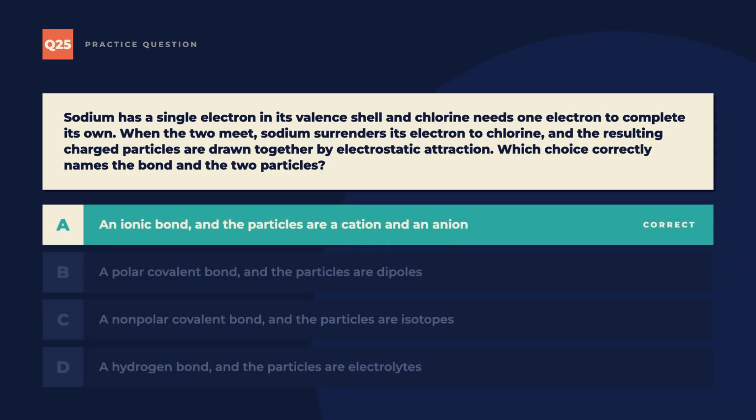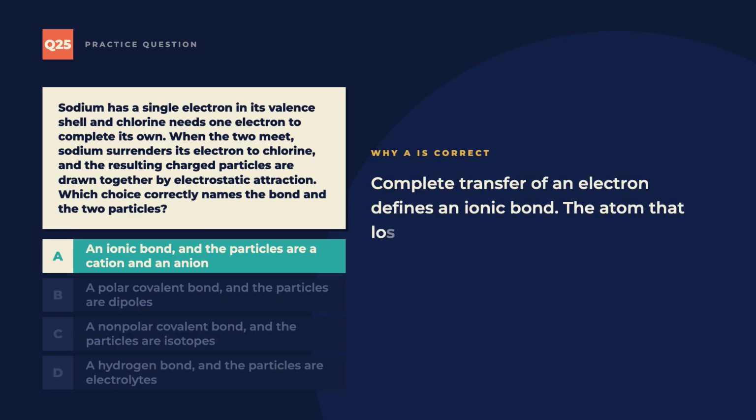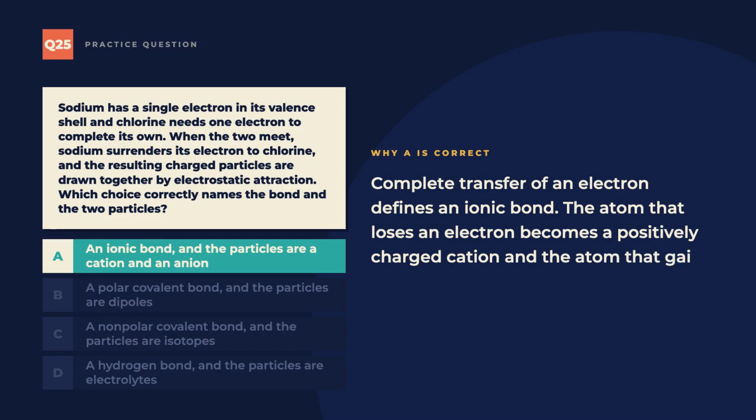An ionic bond, and the particles are a cation and an anion. A is correct because complete transfer of an electron defines an ionic bond. The atom that loses an electron becomes a positively charged cation, and the atom that gains one becomes a negatively charged anion, and their opposite charges hold them together.